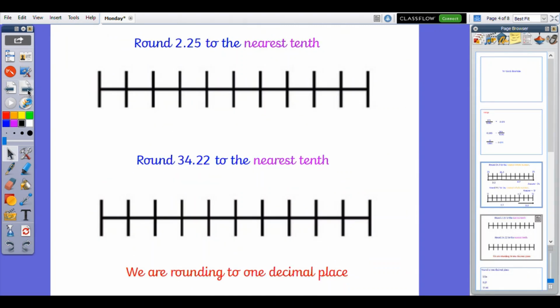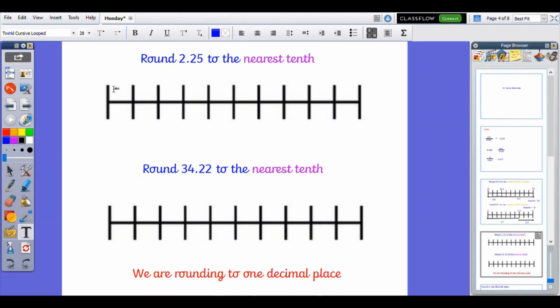Okay, next one. So we're going to round to the nearest tenth this time. So rather than trying to find a whole number, we are trying to find it to one decimal place, so to point something. Okay, so this time, instead of finding a whole number at the end of each number line, we're going to have a number with a tenth. Okay, so let me show you what I mean.